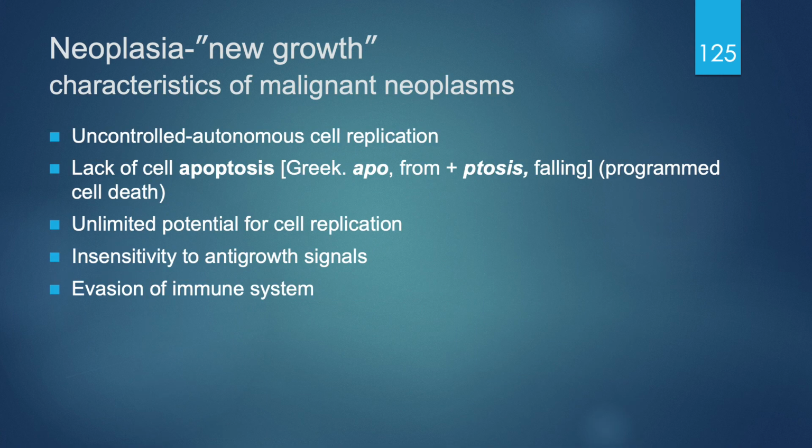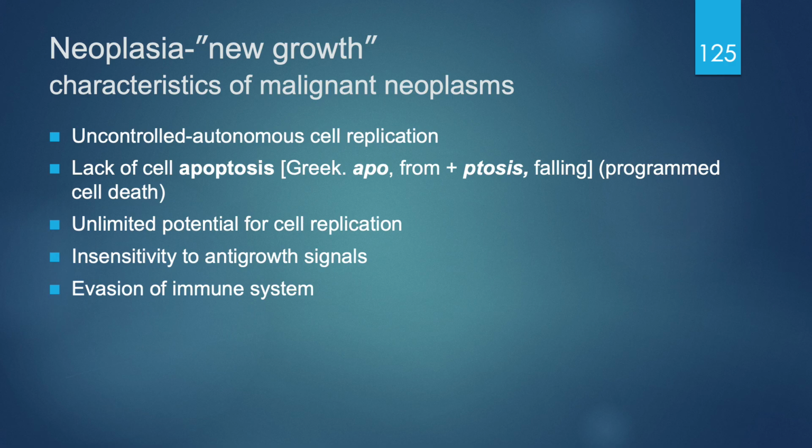So neoplasia is defined literally as a new growth. So characteristics of malignant neoplasms are the following. They have uncontrolled autonomous cell replication. And one of the ways this is commonly described is as though the cell nucleus has been hijacked. So it's replicating in a totally unusual form.